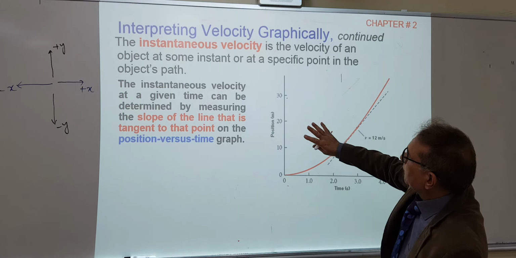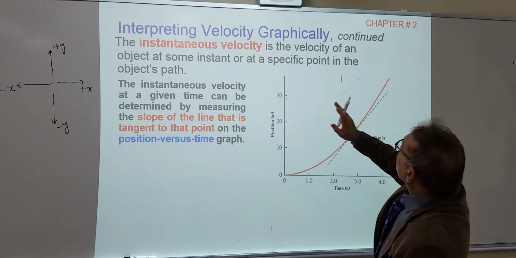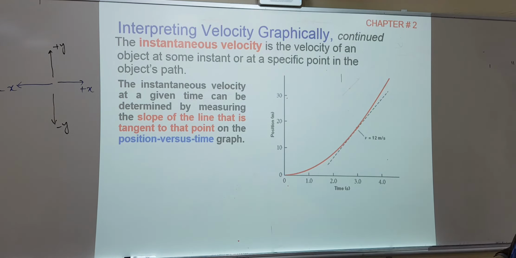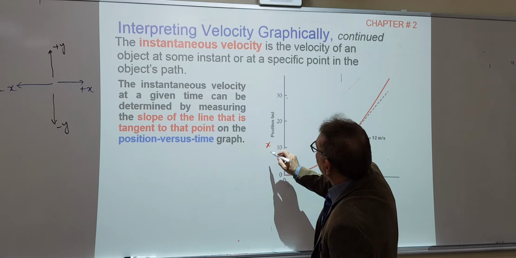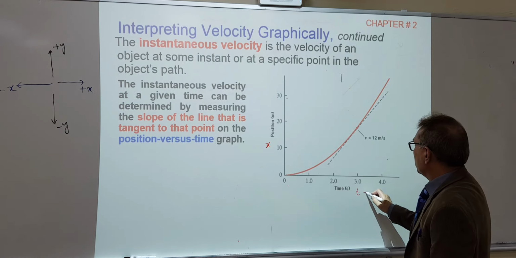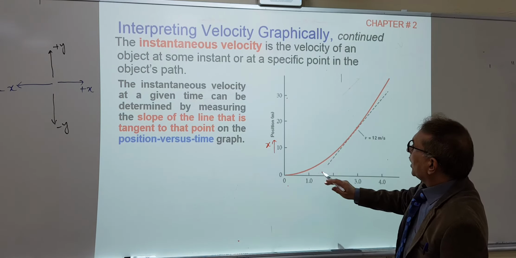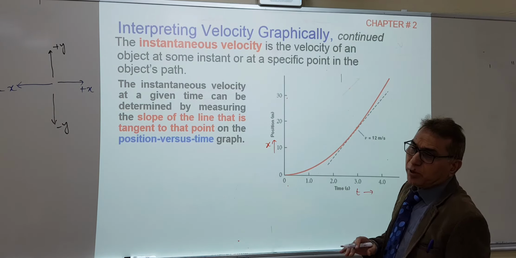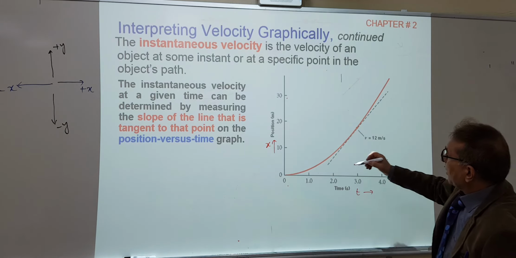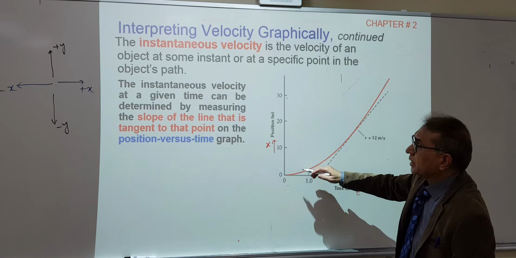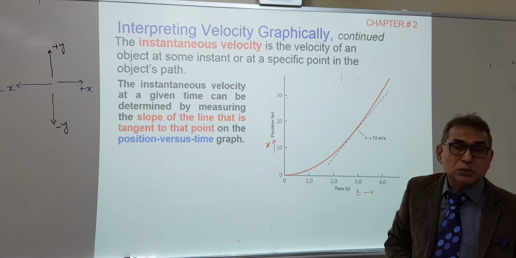So that was the velocity. Now, instantaneous velocity. So you see, this is position x in meter, this is time t. As we already discussed, whenever you have a straight line, you can find out the slope. But when you don't have a straight line, you cannot find the slope directly.